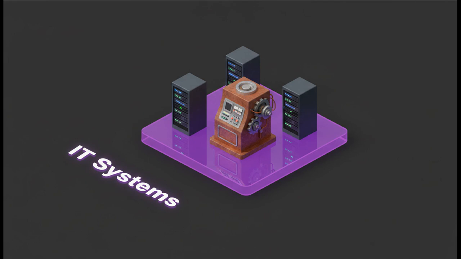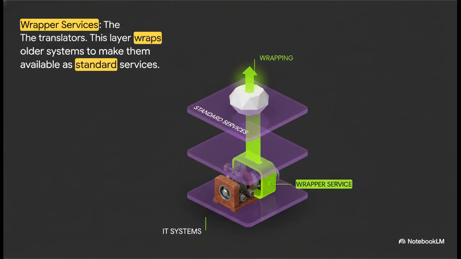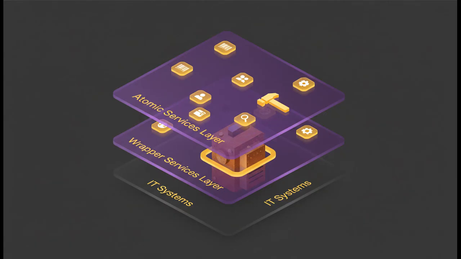Every structure needs a foundation, right? Well, in our case, this is the IT systems layer. It's the physical hardware, the servers, and yeah, often those old legacy systems that the business just can't get rid of. This is our bedrock. Now, to deal with those old legacy systems, we use something called wrapper services. These guys act as translators. They literally wrap the old technology in a modern interface so it can talk to the rest of our new, shiny system.